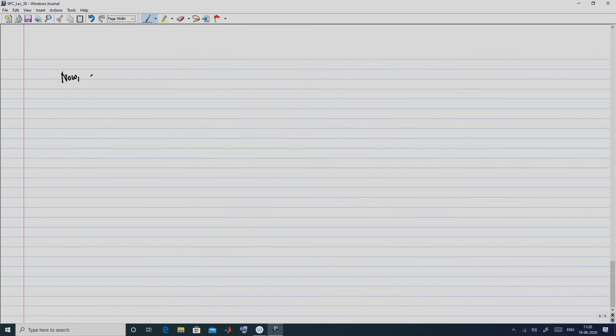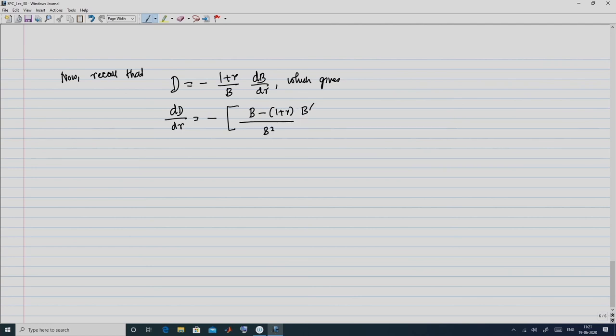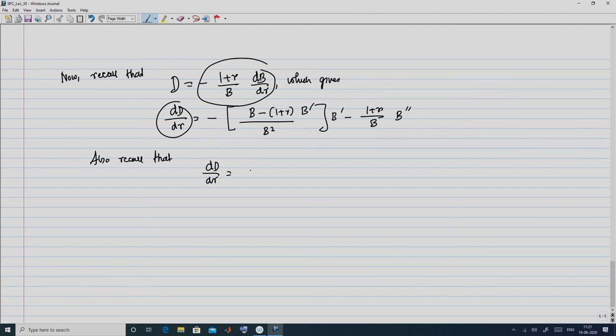Okay, so now recall that D is equal to minus of 1 plus r over B into dB dr, which gives the following. So, I can take the derivative of this. So, dD over dr is going to be minus of B minus (1 plus r) B prime over B square into B prime, minus (1 plus r) over B into B double prime. So, I am just using the product rule of differentiation. Also, you recall another form of this dD over dr, and that was given by dD over dr is equal to minus of (1 plus r) inverse into (V minus D).